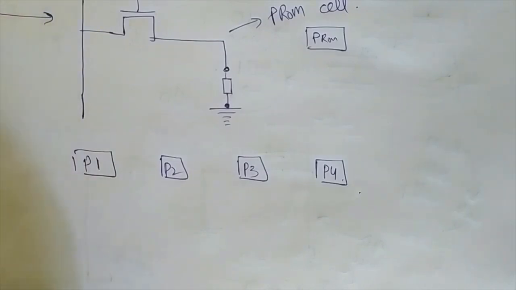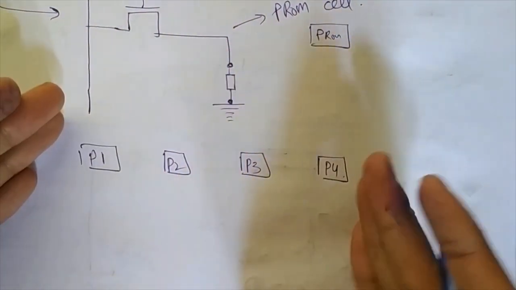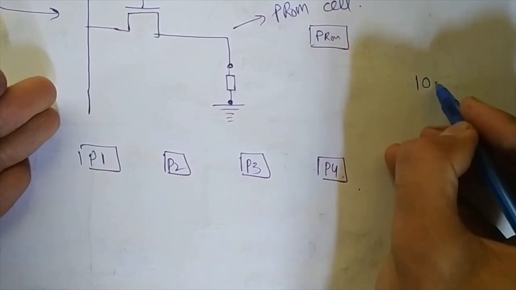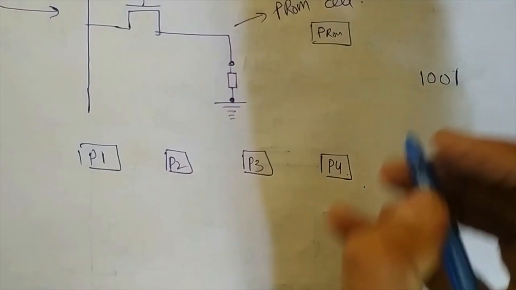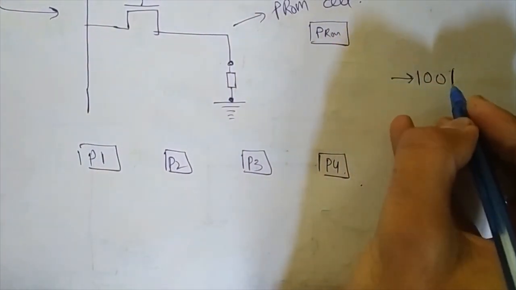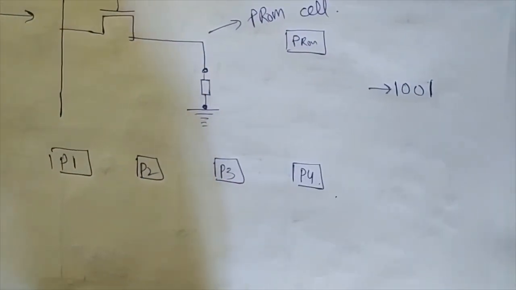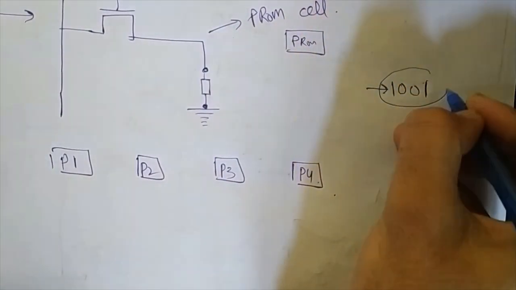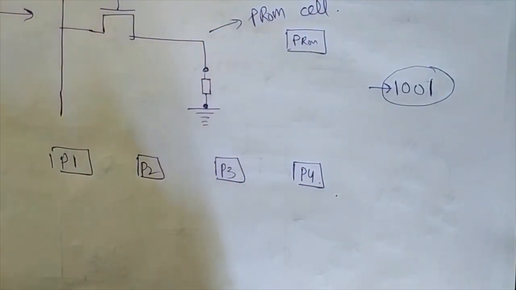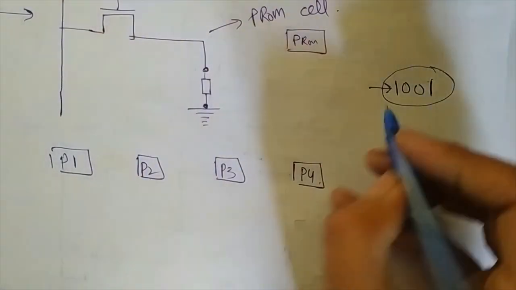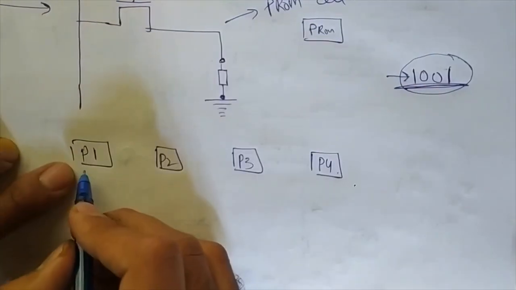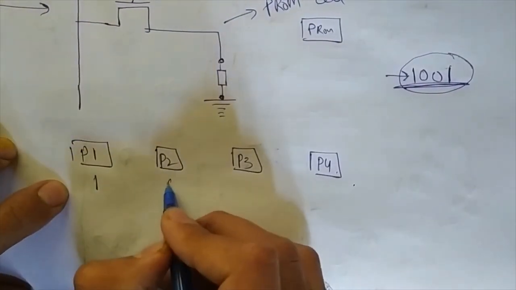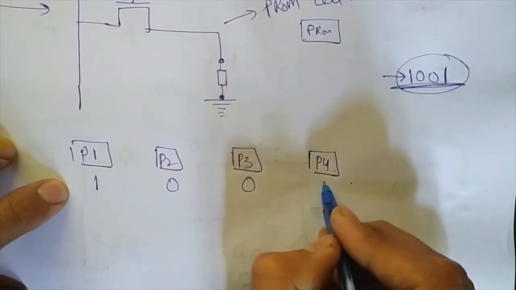So let's say I have this PROM, and in this particular PROM I want to store 1001. And I am saying that after storing 1001, I can read this data repeatedly, but I cannot write some new data in the PROM. So first of all, I have to write this 1001. So this cell should store 1, this should store 0, this should store 0, this should store 1.